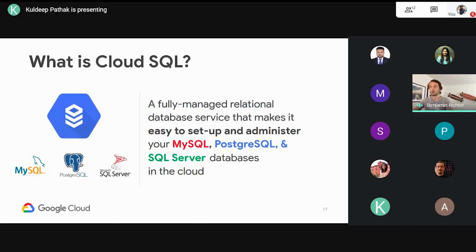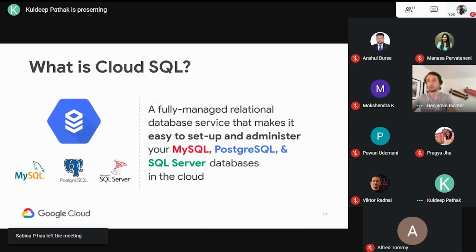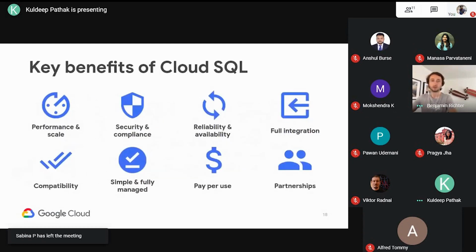And when I say fully managed, if you can go to the next slide, it comes with a few key benefits. And let's look at each of those to make sure it's very clear what is supposed to be meant by those. So first and foremost, for performance and scale. That's the topic of our discussion today.